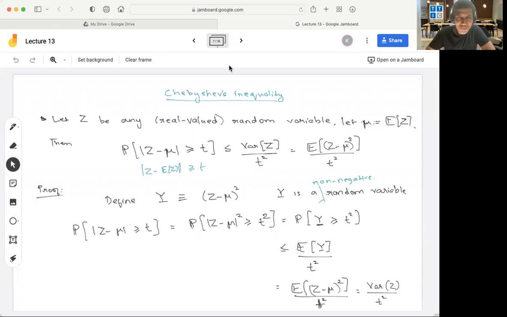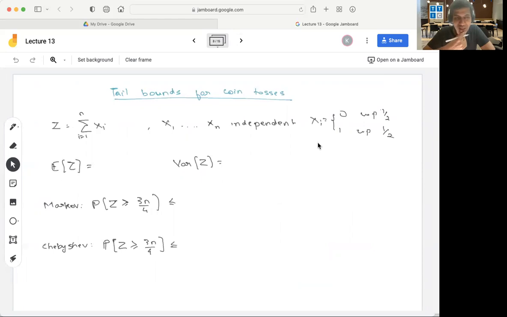Okay, so let's now see these in action. Let's at least get a sense of what kind of bounds these inequalities give and how good or bad they are.